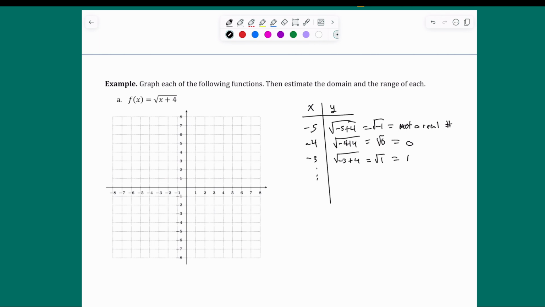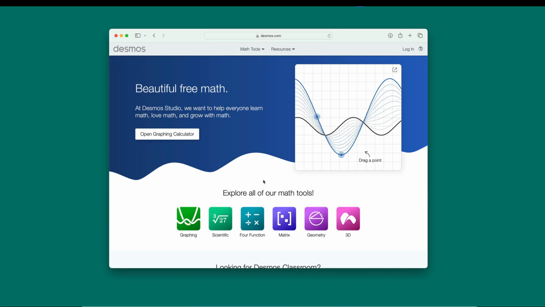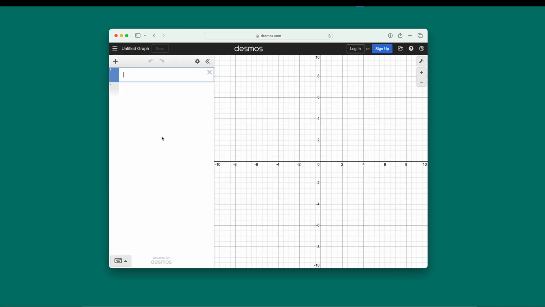I'm going to go ahead and be a little bit quicker here by using decimals. Okay, so let's go ahead and use decimals. All right, so once again, f of x equal to the square root of x plus 4.